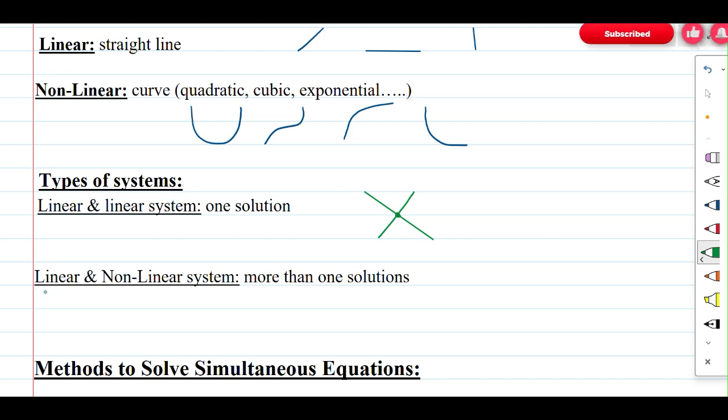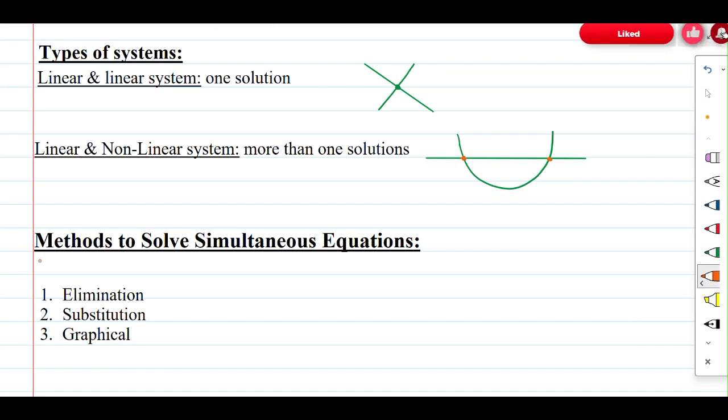Now, in some cases in the exam, you are given a linear and non-linear system. Means one is a curve, let's say a parabola, and the other is a straight line. If you have such a linear and non-linear system, then you have more than one solution. This is a solution and this is a solution, right? In a linear system, when you have two straight lines, then you have one solution. And in a linear and non-linear system, when you are given one curve and one straight line, you have more than one solution, right? So you need to understand that for a linear system, you will get only one solution in your answer, but in a linear non-linear system, you will get more than one solution in your answer, right?